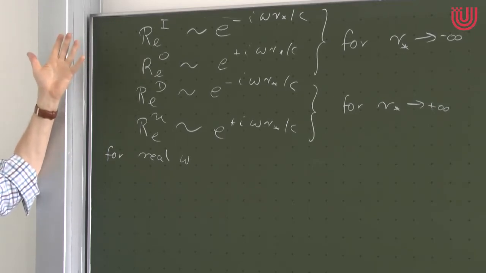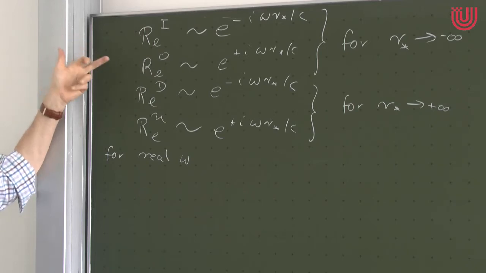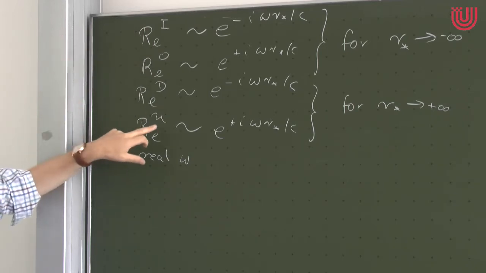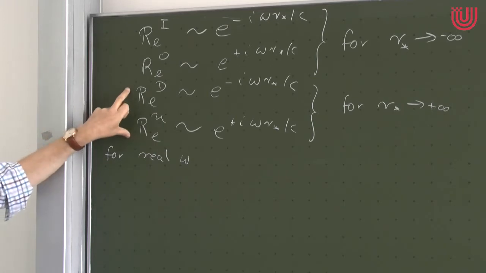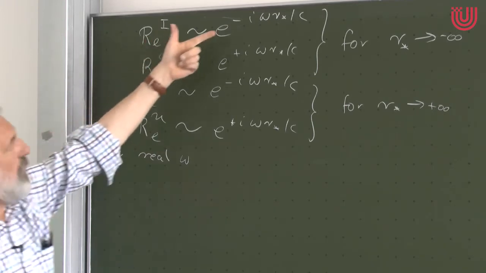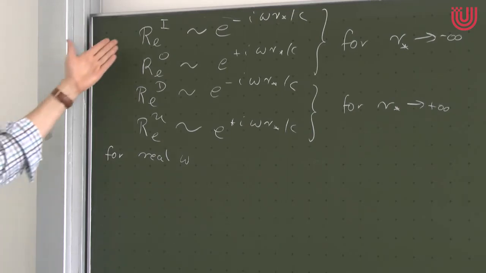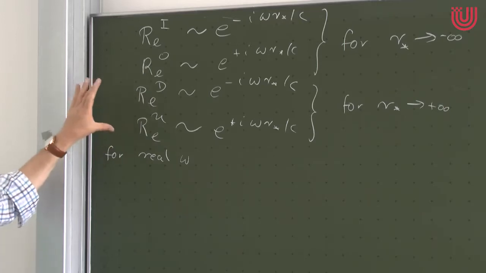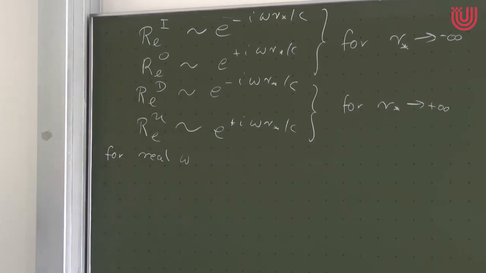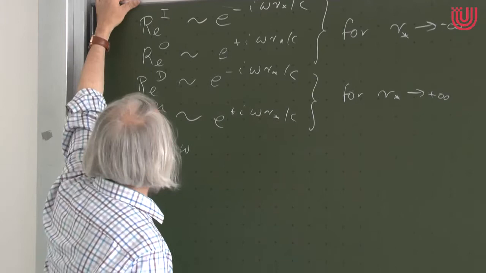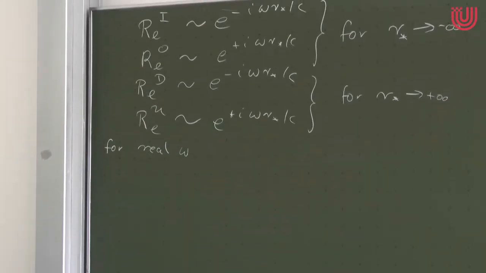In general, and that's what makes the story so complicated, the in mode is not just the same as the up mode, but rather really a linear combination of the up and the down mode. Although the asymptotic behavior is the same, they do not fit together. The coefficients which occur here are difficult to determine. There are no easy analytic expressions, but the absolute square of the coefficients satisfies an easy equation, and that's what I want to derive. And from this relation alone, we will deduce that there's no superradiance.